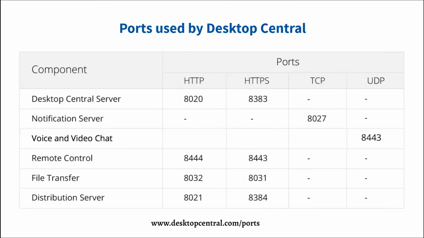All right, so here are the ports used by Desktop Central. These ports have to be opened on your server. Predominantly, the communication is inbound to the server. For example, voice and video chat, which is one of the features associated with this product, works on UDP port 8443. Agent-server communication happens on port 8020, agent-to-server notification happens on port 8027, and agent-server communication can happen securely on port 8383 as well. To know more about the ports, you can visit this URL, desktopcentral.com/ports.